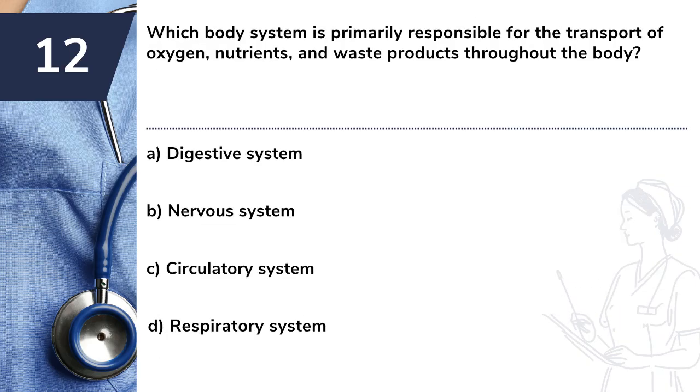Question 12. Which body system is primarily responsible for the transport of oxygen, nutrients, and waste products throughout the body? A. Digestive system. B. Nervous system. C. Circulatory system. D. Respiratory system.